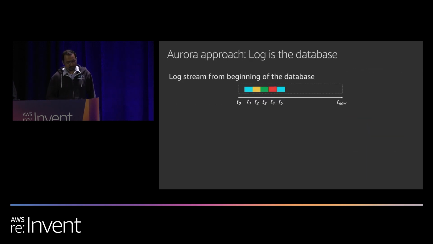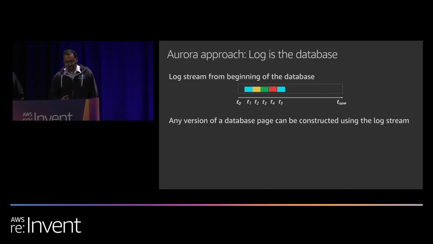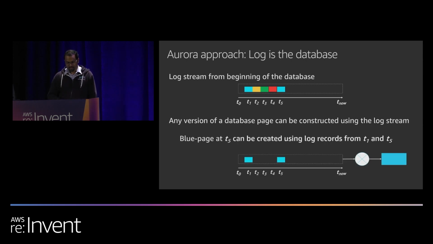In Aurora, we took a slightly different approach. So we look at log as the database. So assume that there is a log stream from the beginning of the database time. So you have T0 to T now, you have all the log records. Any version of a database page can be constructed using this log stream, right? So let's take an example, okay? You have a blue page at T5, and we can create that using the log records that were created at T1 and T5. Are most pages blue or some? It could be red as well. Oh, red also. Yes, right.